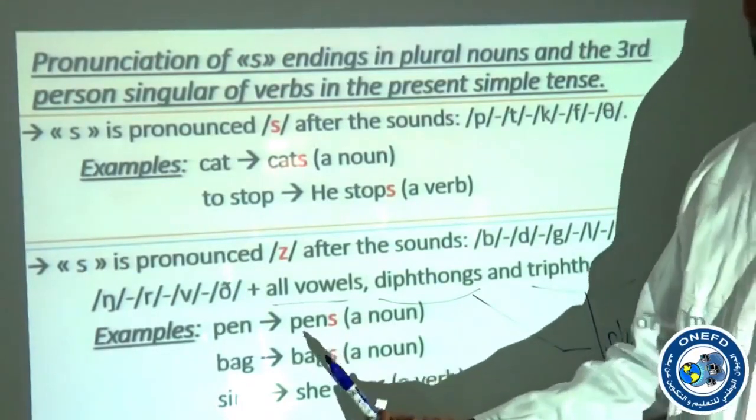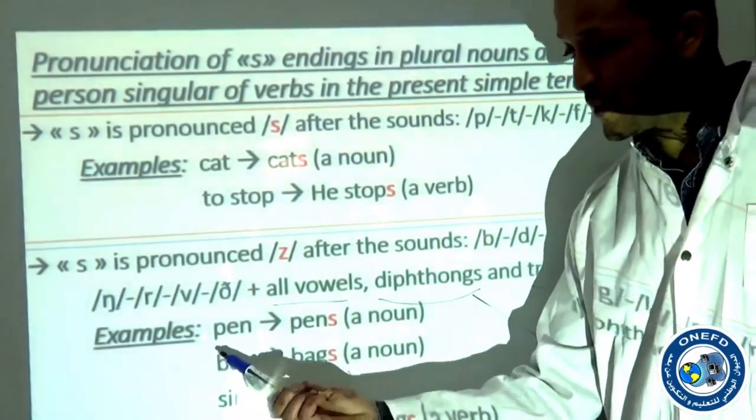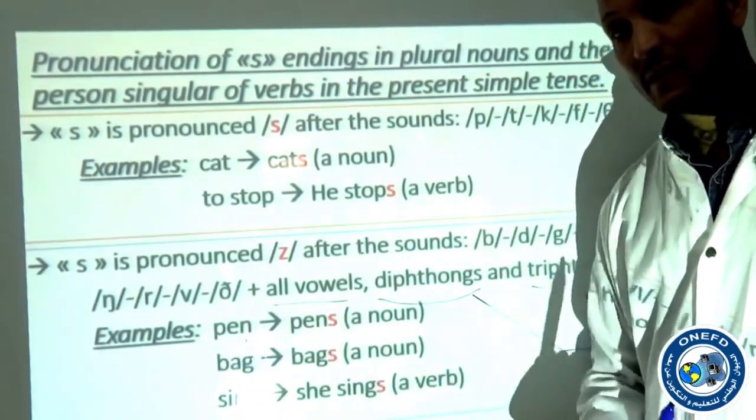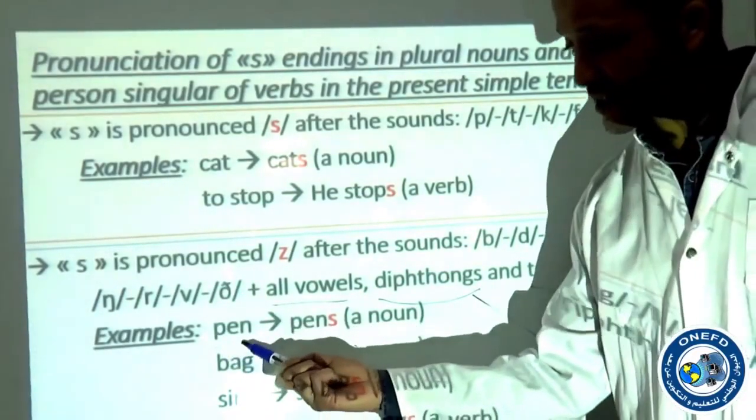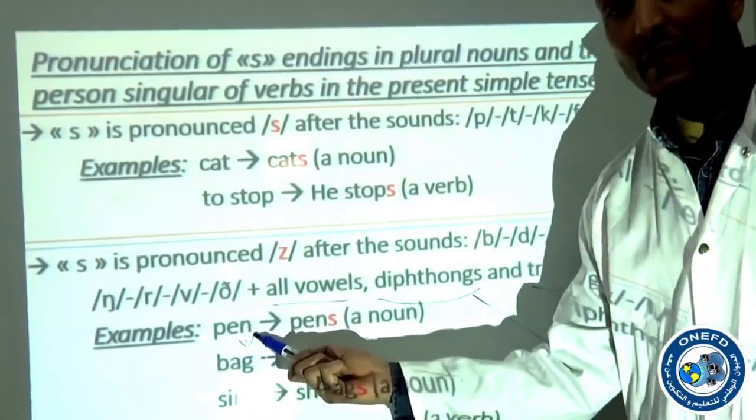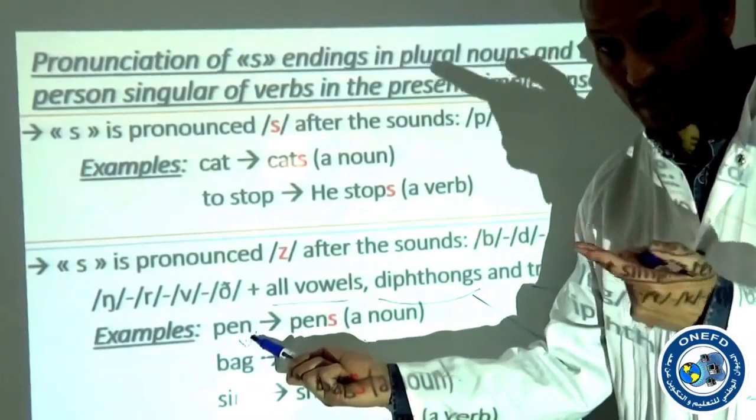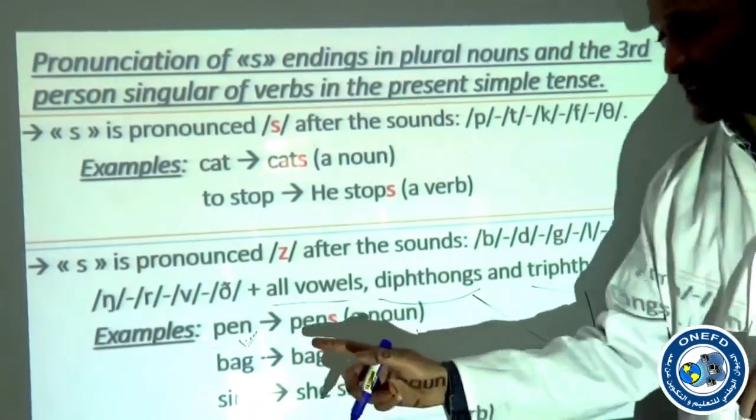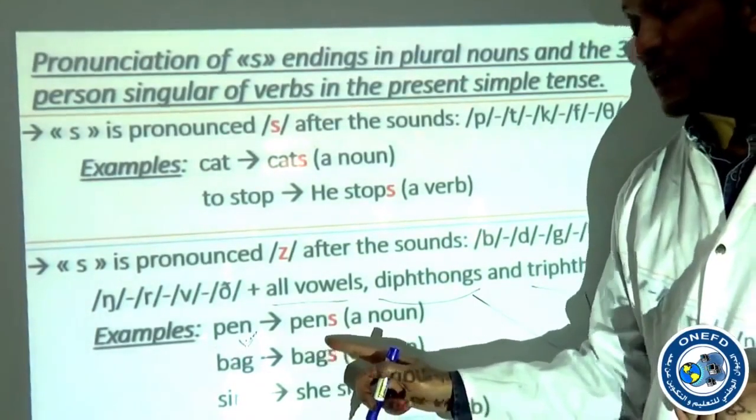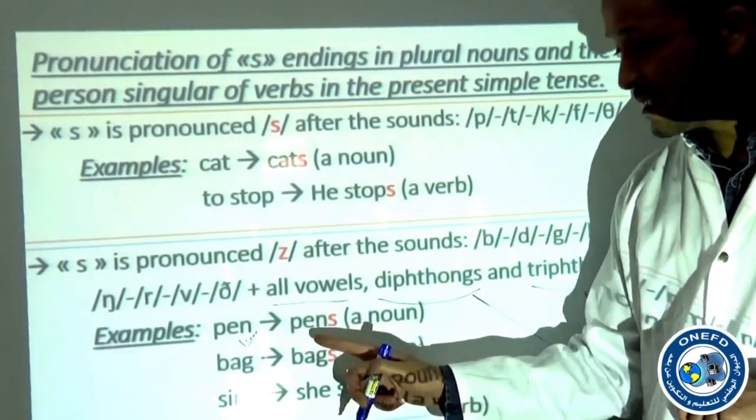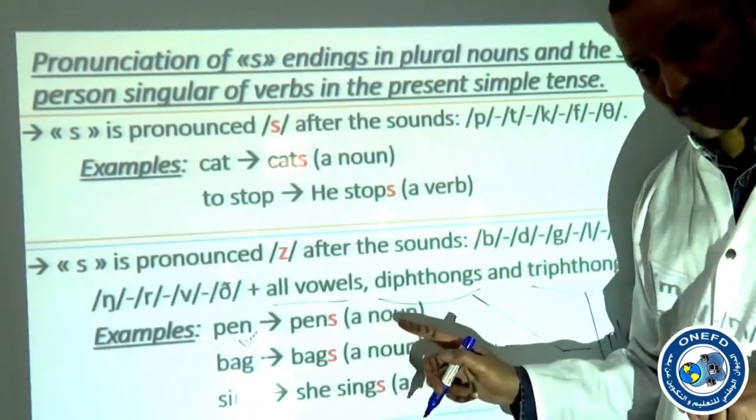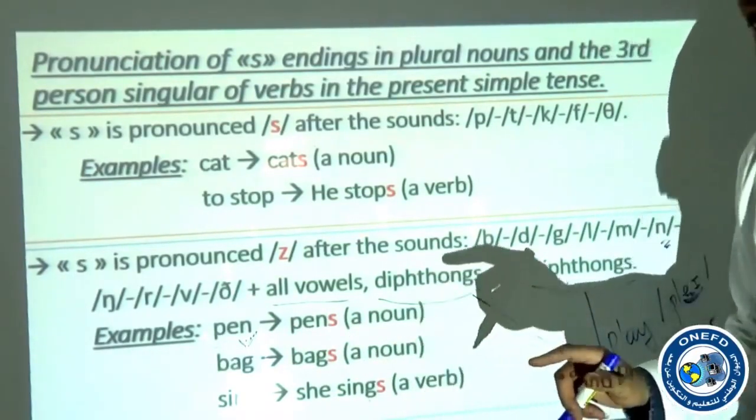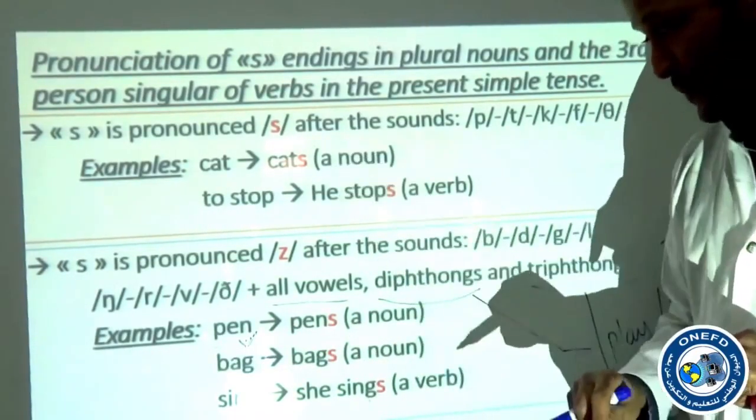So we have got the first example, the word pen. The last letter is N, and the last sound is N. So we say pens. It's a plural, of course, of a noun. Pens. We do not say pens with a Z sound.